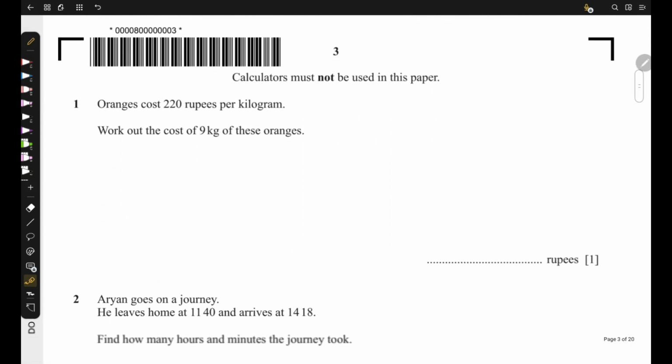The very first question of the paper is number 1. Oranges cost 220 rupees per kg. Work out the cost of 9 kg of these oranges. It's very easy, you just have to multiply the cost per kg by the total number of kilograms. So 220 times 9 is 1980 rupees.